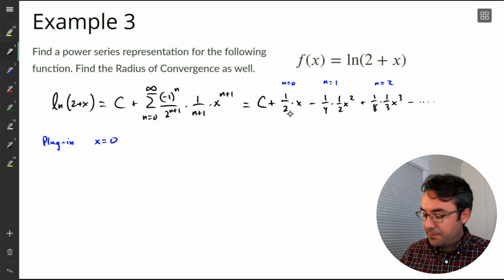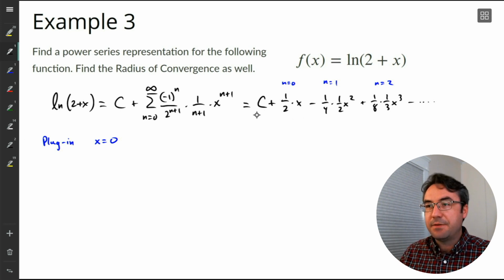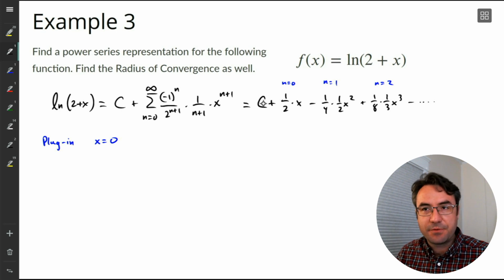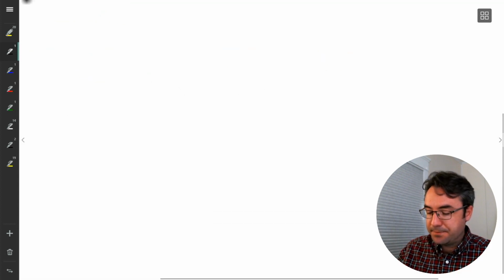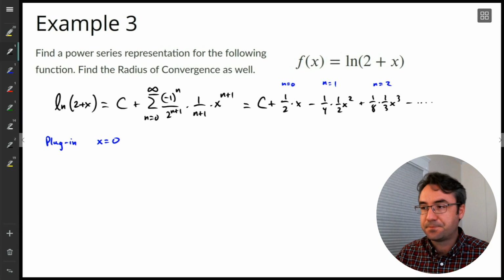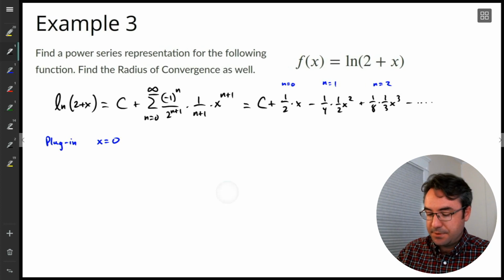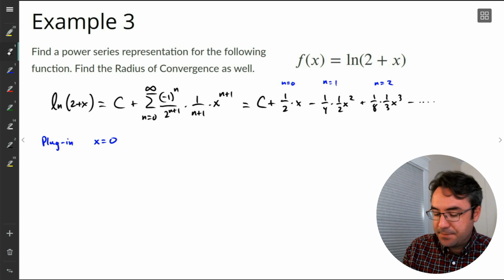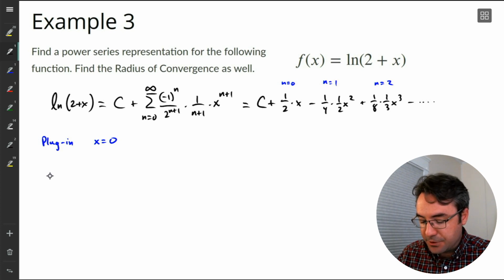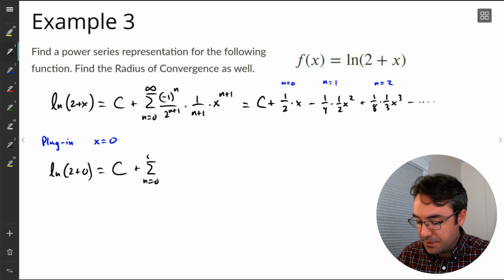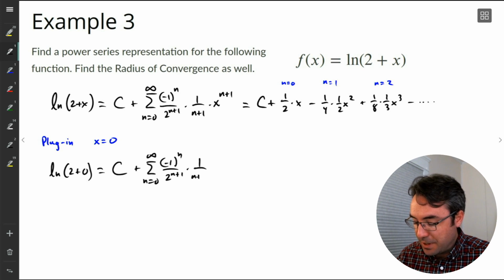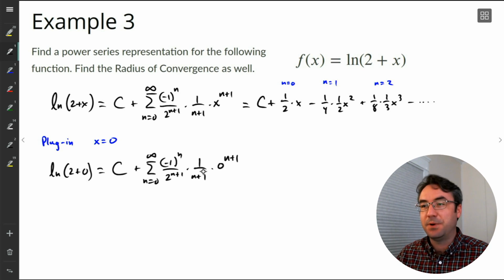All right, so we've written out the first few terms of our power series, and we have this value for this plus c term in front. What we're going to do is plug x equals 0 into this equation. So let's see what we get. Plug it into both sides. On the left-hand side, we're going to get natural log of 2 plus 0 is equal to c plus the sum from n equals 0 to infinity of negative 1 raised to the power n over 2 to the n plus 1, times 1 over n plus 1, times 0 raised to the n plus 1.